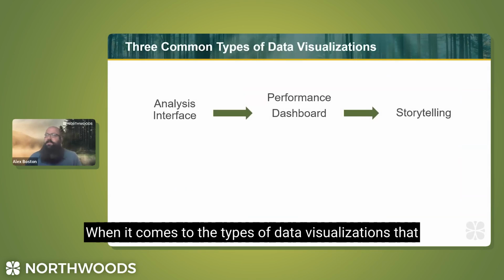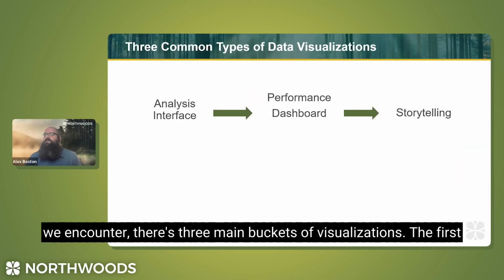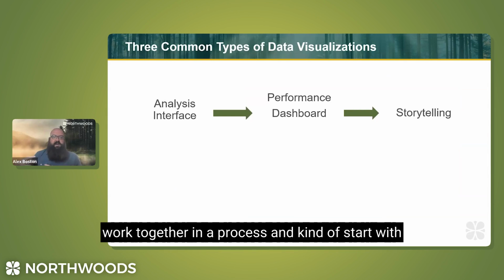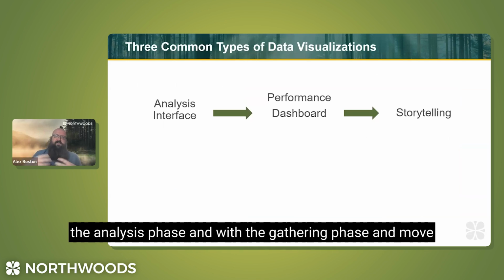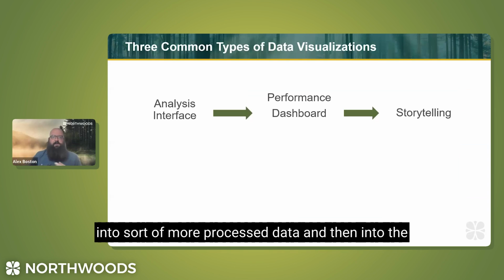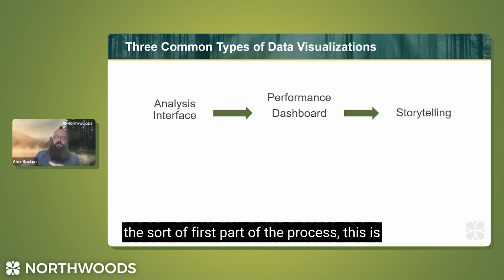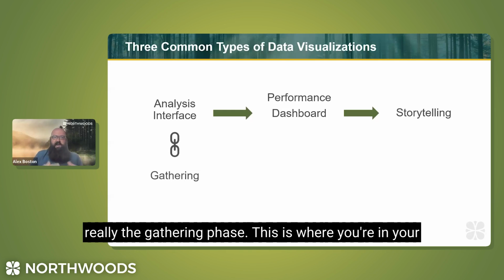When it comes to the types of data visualizations that we encounter, there's three main buckets of visualizations. And the first is an analysis interface. All of these things sort of work together in a process and kind of start with the analysis phase and with the gathering phase and move into more processed data and then into the actual storytelling and presentation phase. Starting with the analysis interface, the first part of the process, this is really the gathering phase.